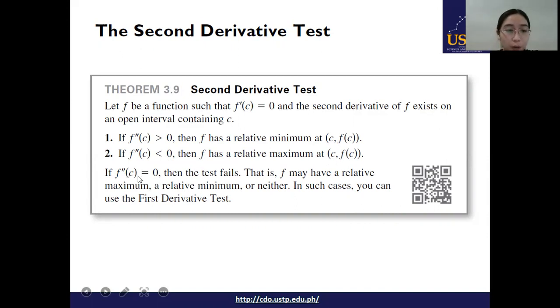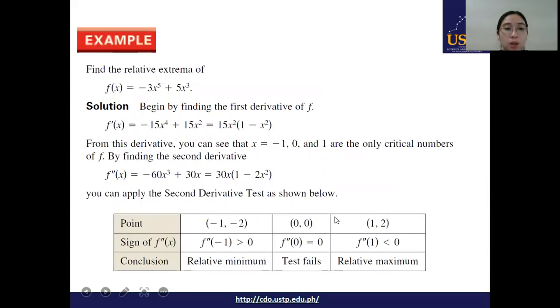And if f double prime of c is equal to 0, then the test fails. That is, f may have a relative maximum, a relative minimum, or neither. In such cases, you can use the first derivative test. Now let's proceed with the example.